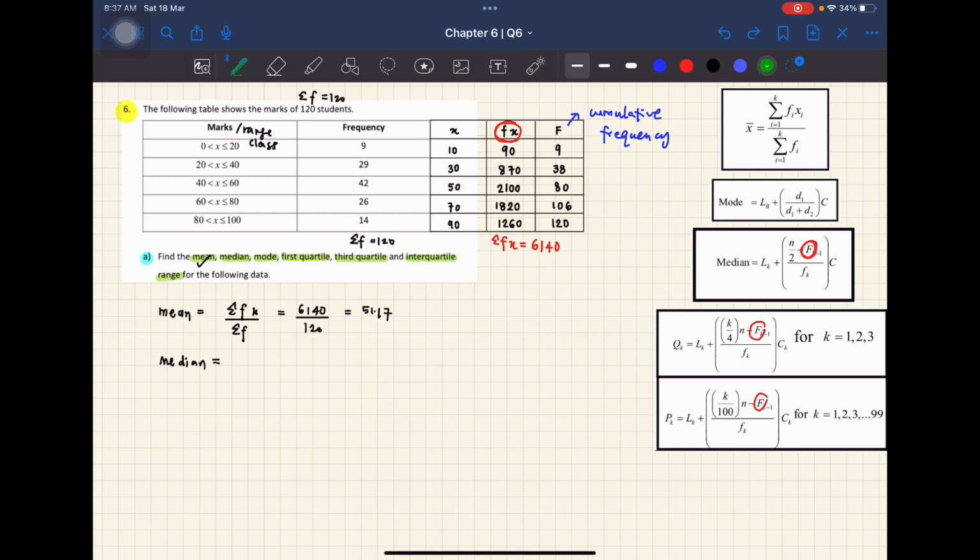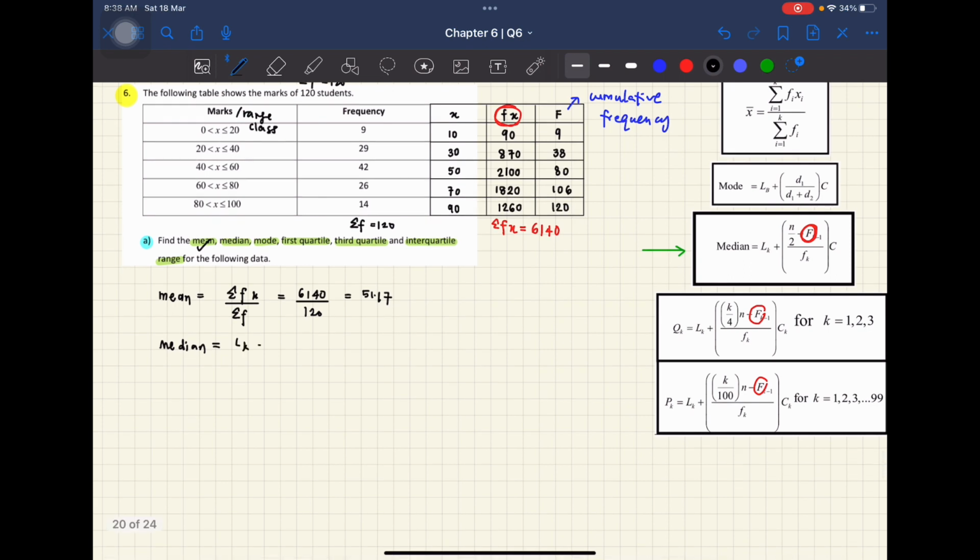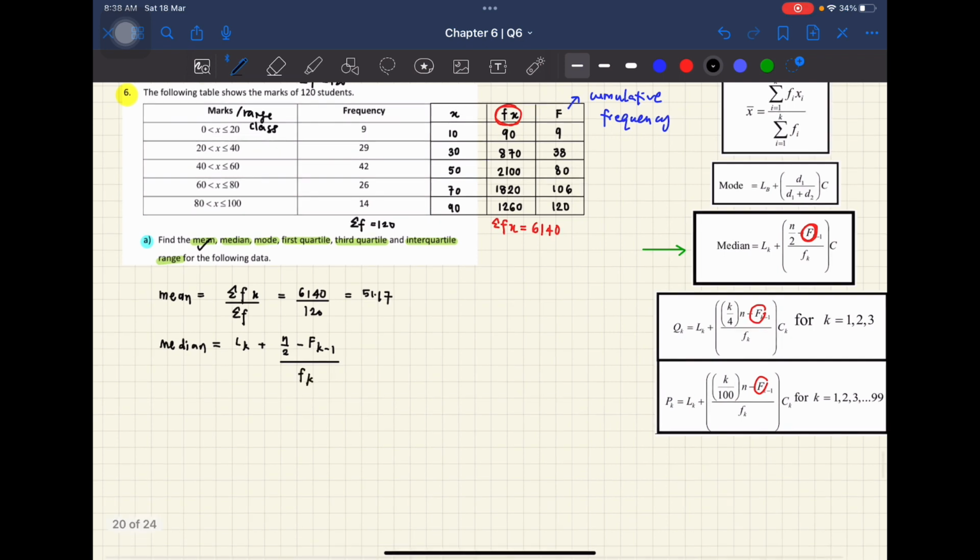Saya guna warna hijau lah. Okay, so kita akan guna formula ini. Okay, so median, this is the formula. So let me just copy it first. So kita akan ada LK, and then I have plus with n over 2. F besar, okay, so remember that is F besar, K minus 1, and then divide with F kecil, K. Alright, darab with C. C adalah kita punya kelas. Okay, so this is the formula.